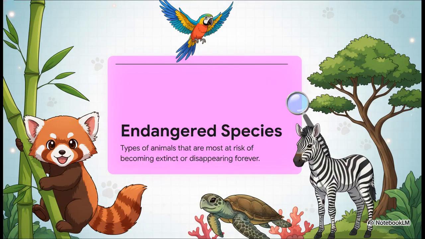And this term is absolutely critical for this topic, endangered species. By focusing on protecting endangered species, the essay shows a really sophisticated understanding of conservation. It's not just about protecting any animal, it's about prioritizing the ones that are right on the brink of disappearing forever, like the giant panda or the black rhino.